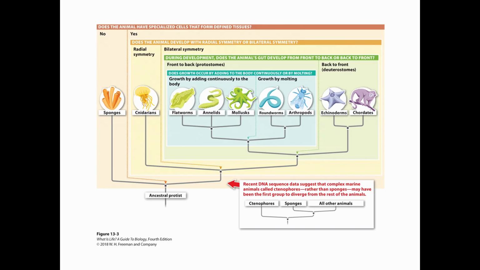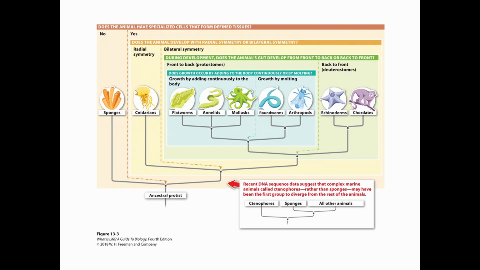Again, I'm not going to expect you to memorize the groups, but you should be able to tell me the difference between protostomes and deuterostomes. And if I give you a description saying that annelids form their gut mouth first, then you should be able to tell me that they're a protostome.